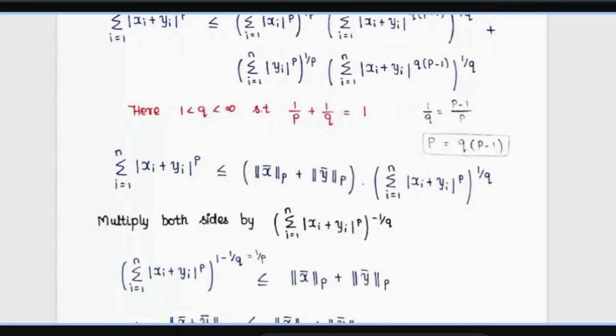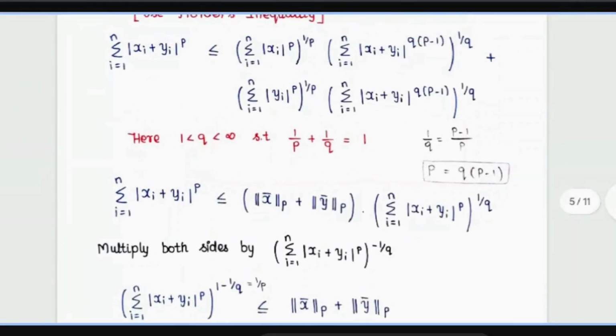Summation |xi + yi|^p is less than or equal to (summation |xi|^p)^(1/p), which is nothing but the Lp norm by definition. So substituting in terms of the Lp norm of x bar plus the Lp norm of y bar, times (summation |xi + yi|^p)^(1/q).